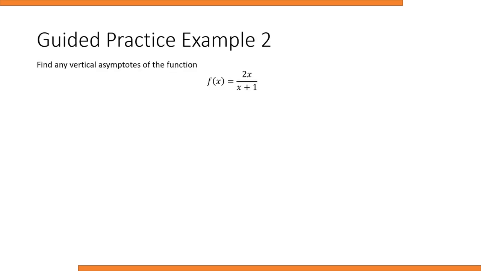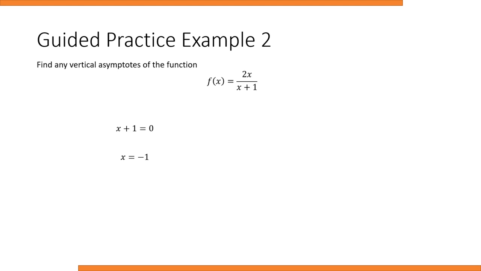So here I'm being asked to find all the vertical asymptotes of the function 2x over x plus 1. I don't care too much, when it comes to vertical asymptotes, about what's happening on the top. I really am going to focus on that denominator. So x plus 1, I want to set that equal to 0, and whatever x value I get from solving this equation is going to be my vertical asymptote. So if I subtract 1 from both sides of that equation, I get a vertical asymptote at x equals negative 1.